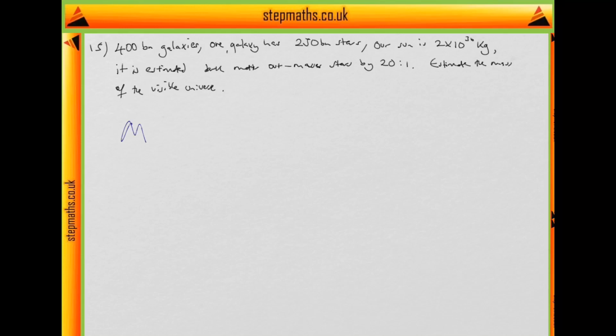Well, there's 400 billion galaxies. Let's do 400 times 10 to the 9. And in each galaxy we have 250 billion stars. Each star, we're told, is roughly the mass of the sun. So that's 2 times 10 to the 30. Okay, so that's the mass of the stars. Well then, what's the mass of the dark matter? Well, we're told that it outmasses the stars by 20 to 1, so it's 20 times the mass of the stars.